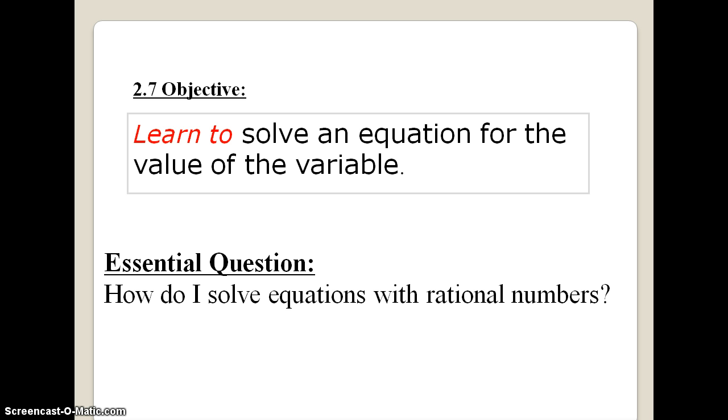Objective: learn to solve an equation for the value of the variable. Essential question: how do I solve equations with rational numbers? A lot of this should look familiar, as we've already done this in Chapter 1. The difference is now we're working with rational numbers, not just integers.